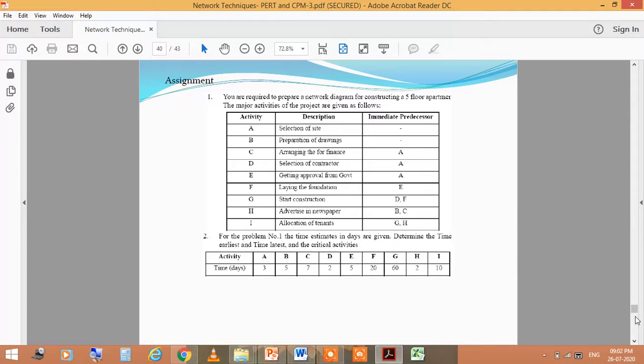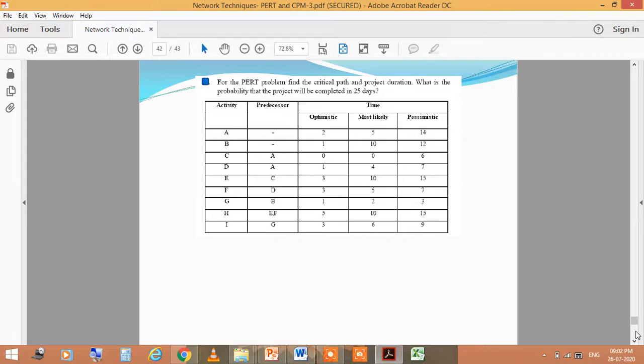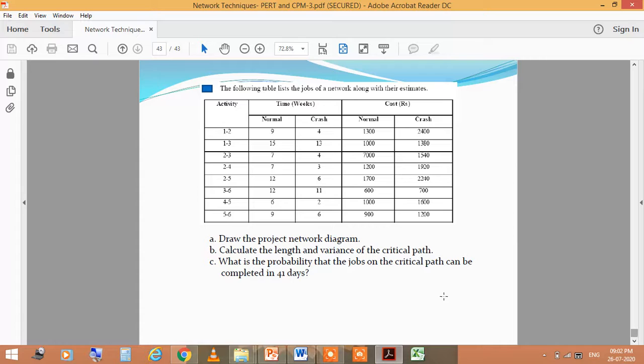Now the next is an assignment. You can solve this question for practice, and you can draw a network accordingly, and this is the table description. Another one: draw the project network diagram of this table and calculate the length and variance of the critical path. What is the probability that the job on the critical path can be completed in 41 days? So you have to calculate this. This is a question for your practice.